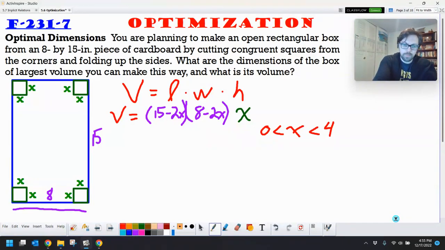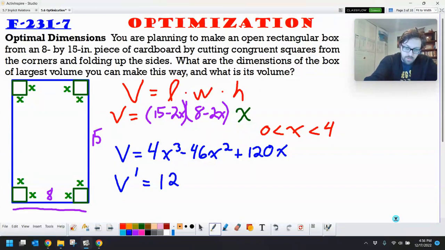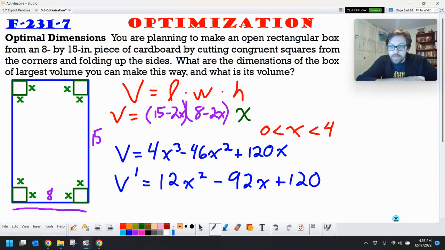I'm going to clean up this problem a little bit before I take the derivative by multiplying all of that. A FOIL and a distribution later, I end up with this, which is going to be a lot easier to find the derivative of than if I were to try to do a product and a product rule. Ugh, that doesn't sound like fun. So V prime is going to be 12x squared minus, let's see, 92x plus 120. So now I need to figure out when this thing equals 0.